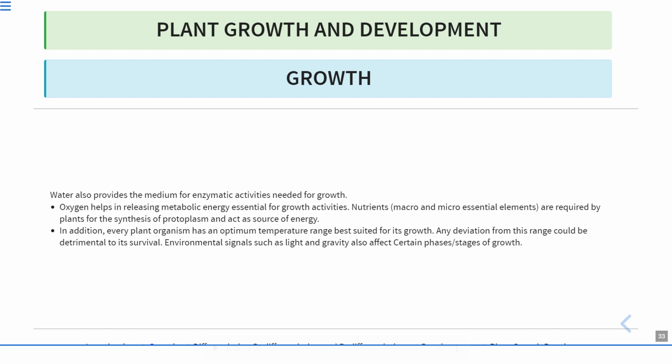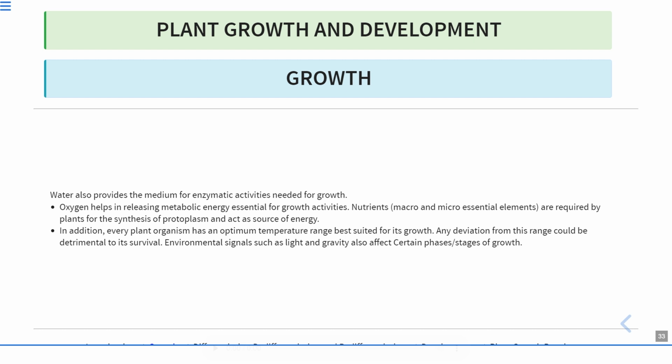So here we can see that there are so many things that are affecting the growth of the plant. The water is there, the oxygen is there, nutrients are there, and certain environmental factors are also there, right? So this is all about the growth of the plant, and we have completed this particular session.